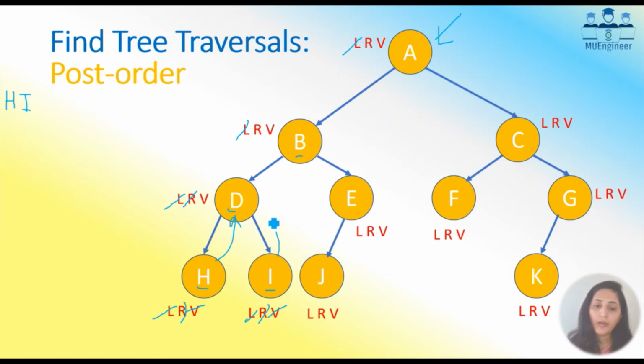After done with I, I go to the parent. Now D says, okay, now you visit the node. So now I visit the node and I write down D there. I'm done with all the operations at D. I'm going back to B. At B, it says go to the right. So I'm going to E. E says go to left. So I'm going to J.